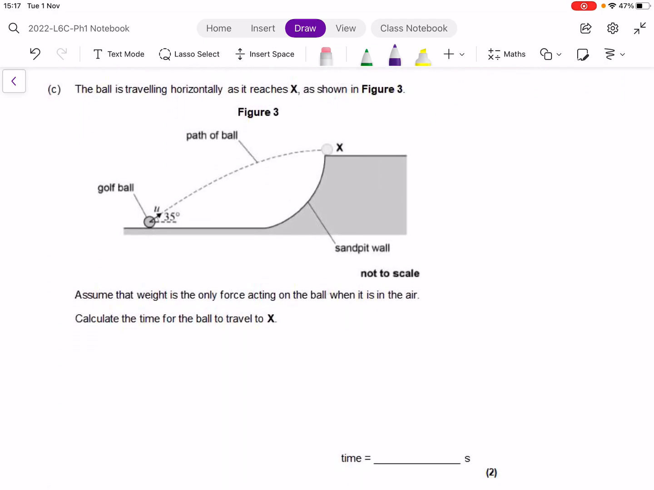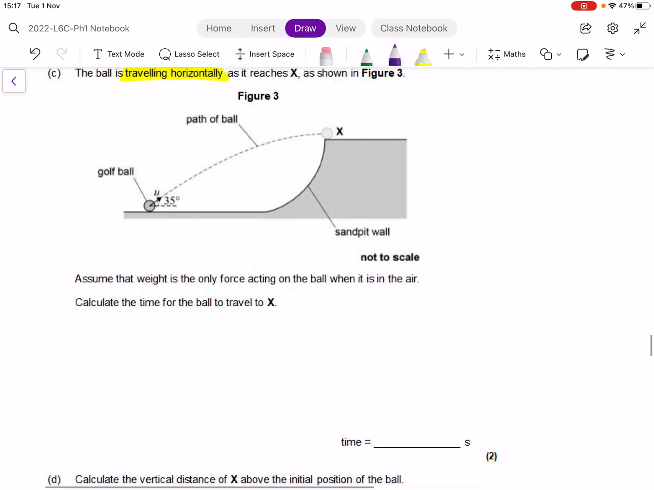Traveling horizontally as it reaches x, as shown. Now, this is a trick here. A lot of people miss this. It's traveling horizontally, so that means that there's no vertical velocity. And we can use that when we solve here. So we're going to calculate the time for it to get to x. So let's see what we can write down.